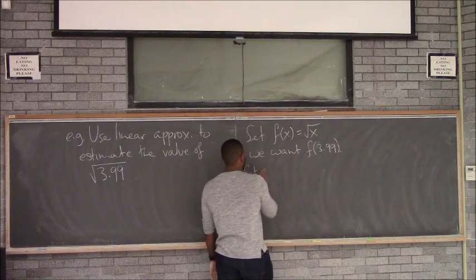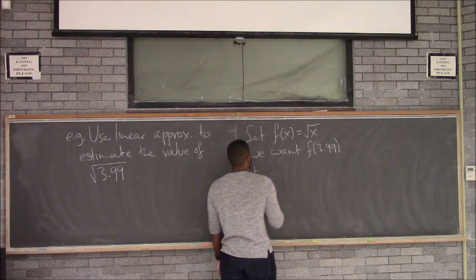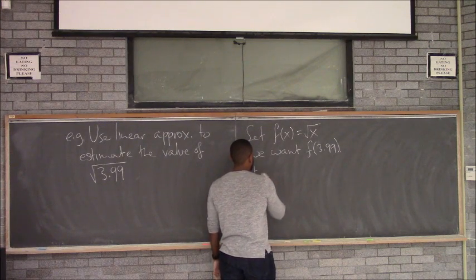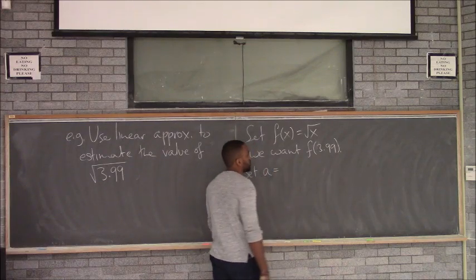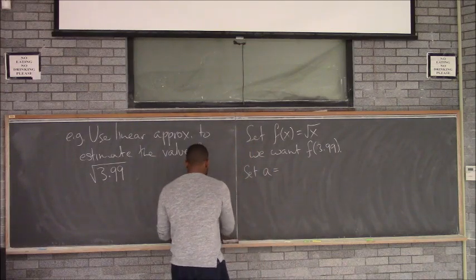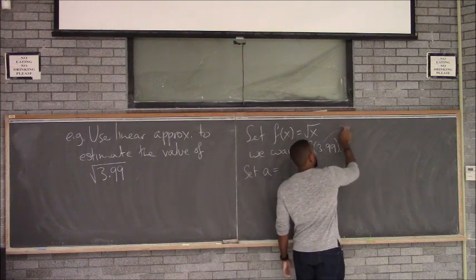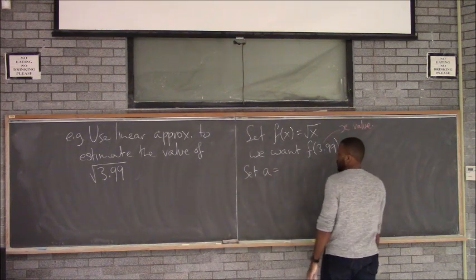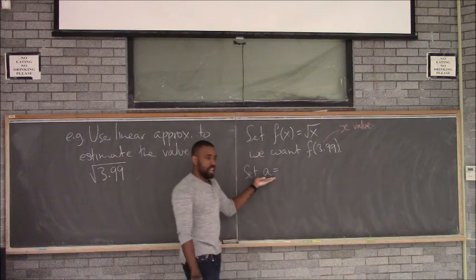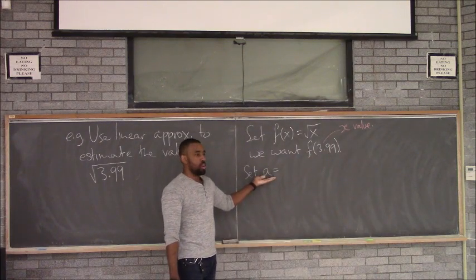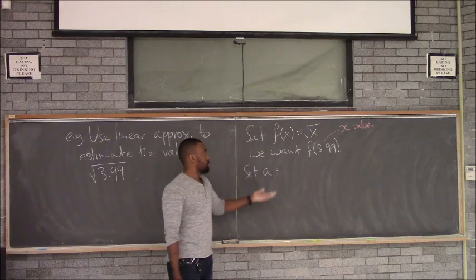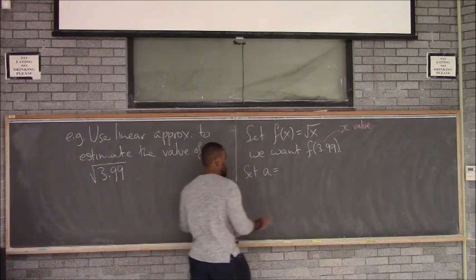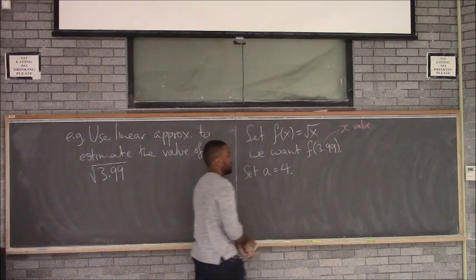Next, you're going to set the following. I know that if my x is 3.99, so that this here represents the x value we want, what is going to be the a value? That value that's close to that value that I know all the information for. 4, right. So set a equals 4.